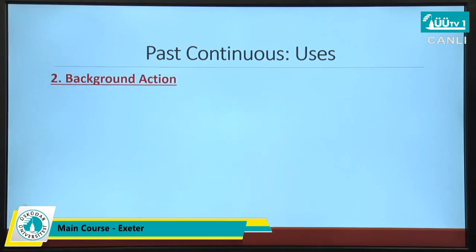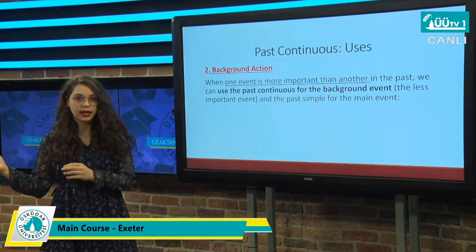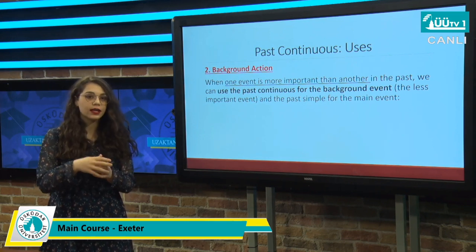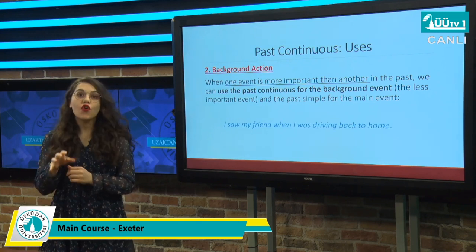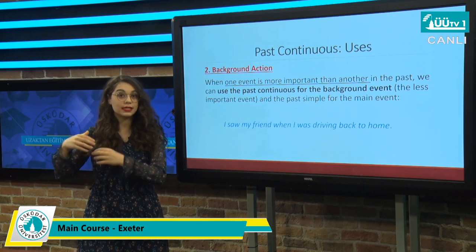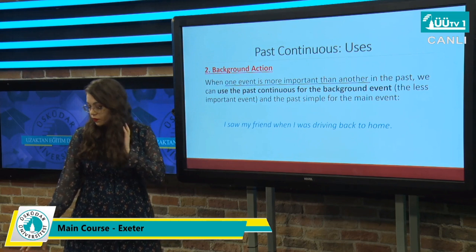Another usage is for background events. When we're talking about two actions, and one action is more important than the other, then we can use past simple for the more important event and past continuous for the background event. Like, I saw my friend when I was driving back home. So I'm saying that I was driving is less important than seeing my friend. Seeing my friend is the most important event in this one.